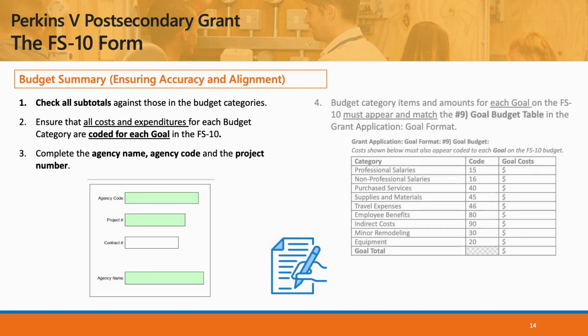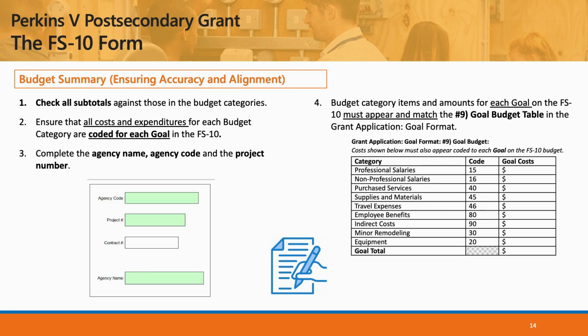Next, make sure the budget category items and amounts for each goal on the FS-10 appear and match the goal budget table in the grant application goal format. Finally, print the document and obtain the signature of the Chief Administrator of your institution in blue ink.